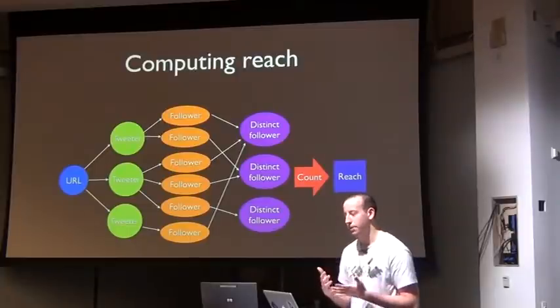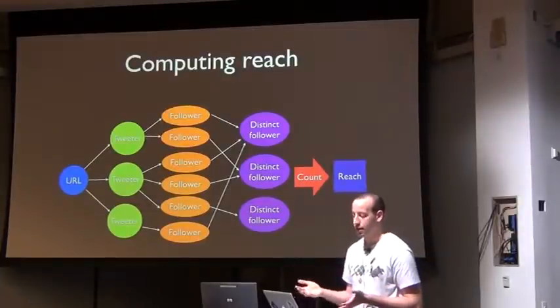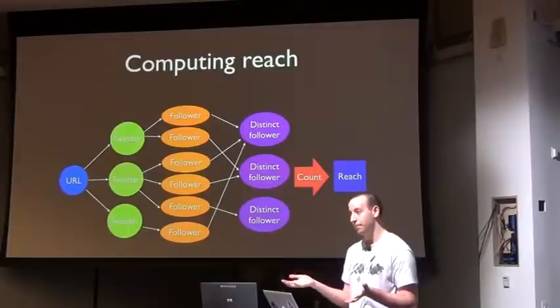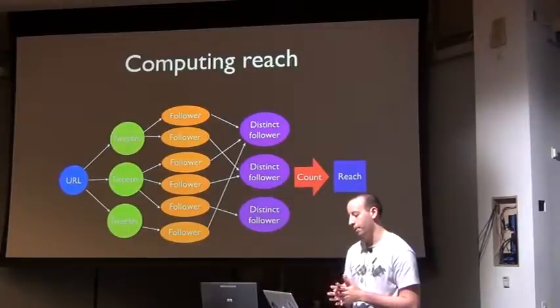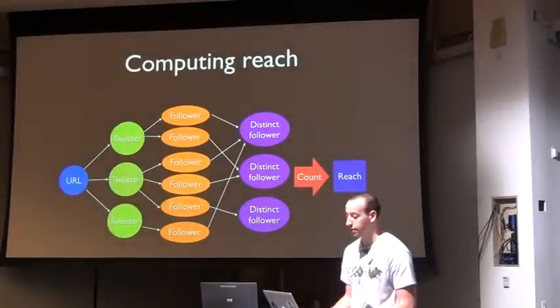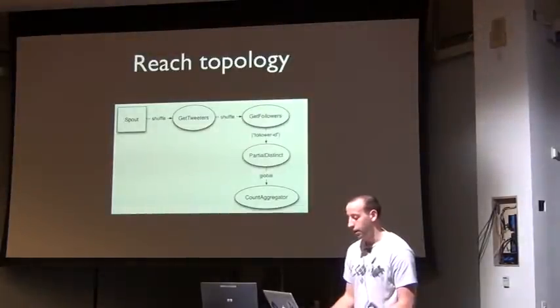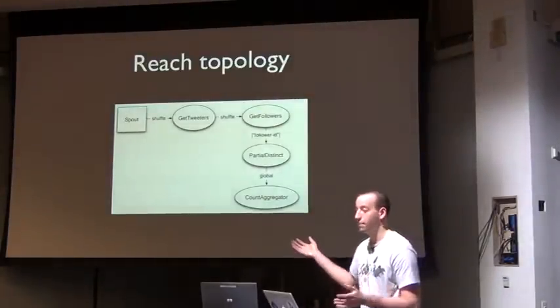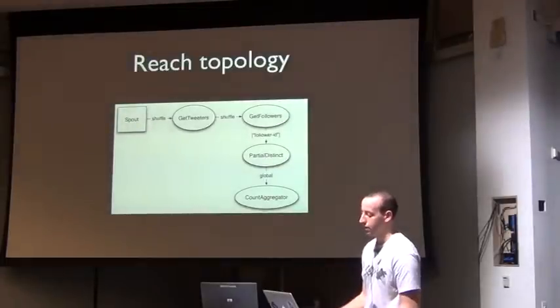Now, we originally had an implementation of this that just ran on a single machine, and for hard URLs, it could literally take minutes to run. When we did it on a 10-node Storm cluster, we got that down to 2 seconds. And the topology for reach is really simple and actually really elegant. Here's what it looks like.